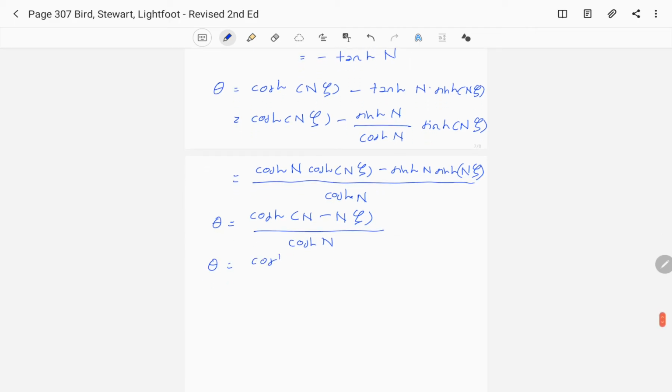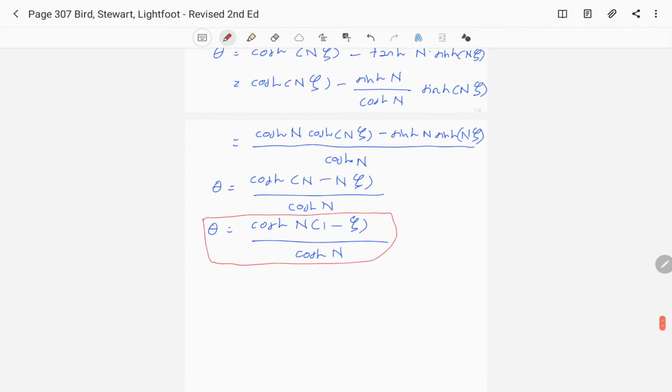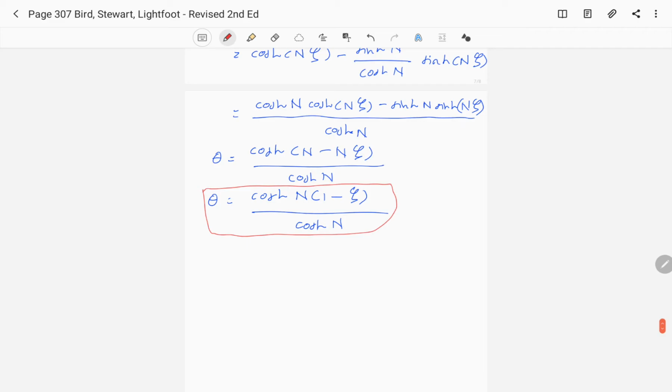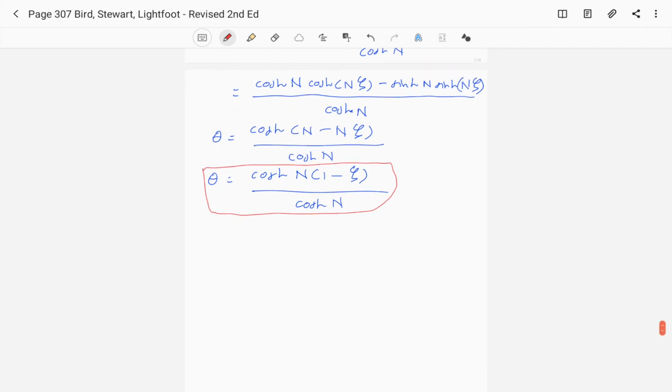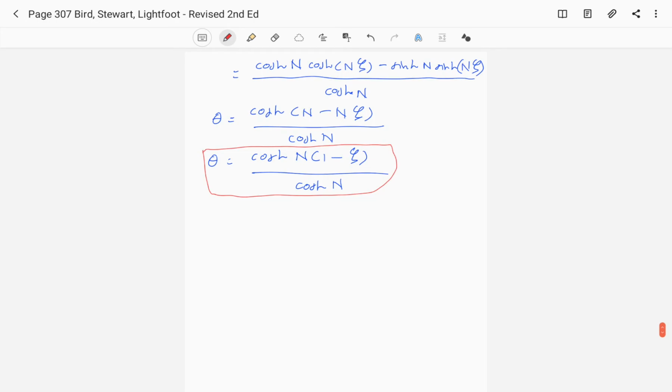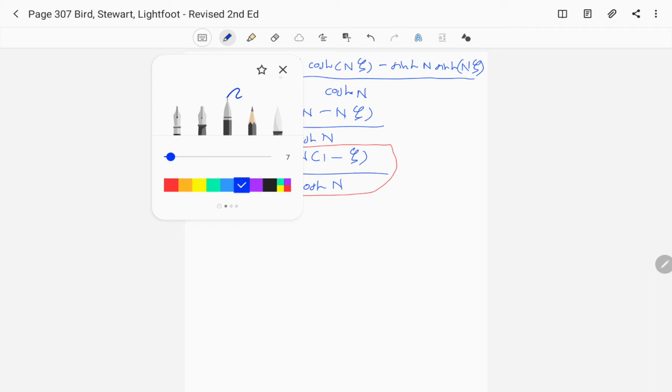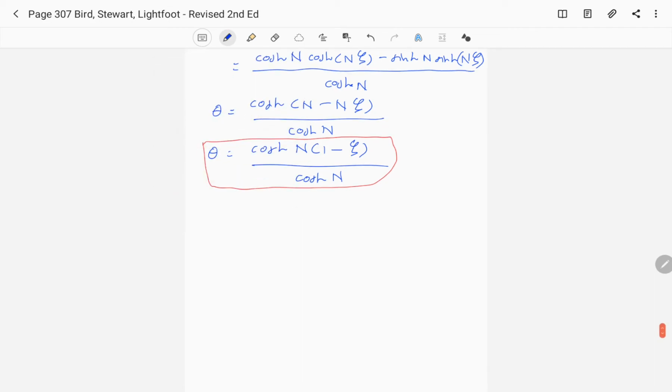And this will be what we have in here, n(1 minus the dimensionless distance) divided by cosh n. So this in here will be your final expression of the dimensionless temperature, and this expression is only valid if the heat loss at the end and at the edges are negligible, as is the assumption that we used before.